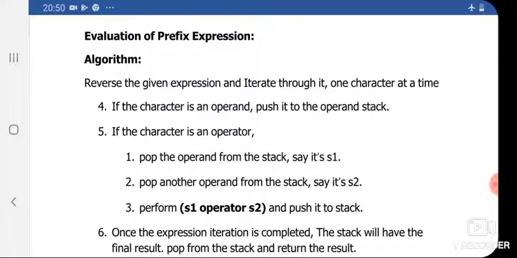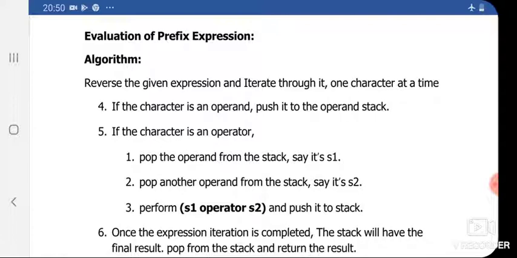Once again I repeat, in this algorithm first we accept the prefix expression as an input, we reverse the given expression and iterate through it one character at a time. That is, we first reverse the given prefix expression and then we scan it character by character.